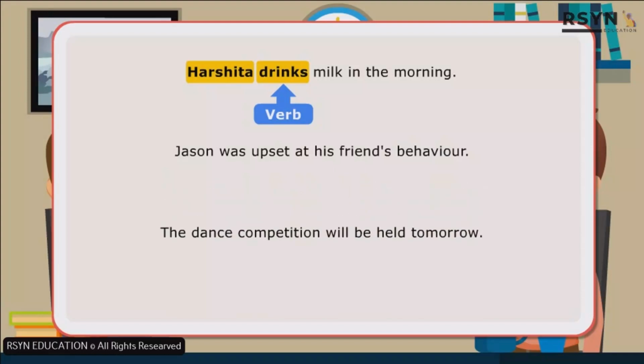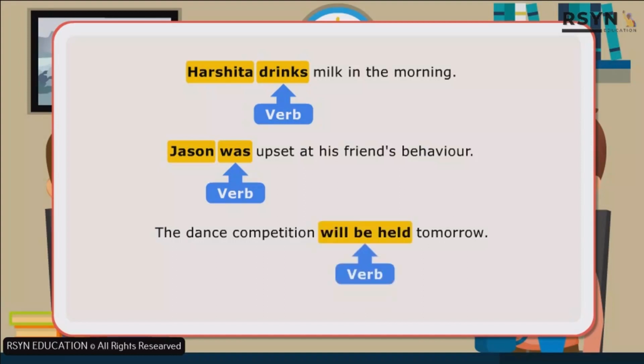In the next sentence, was is a verb as it tells us something Jason was and it refers to past time. This verb is in past tense. In the last sentence, will be held is a verb as it tells about something that will be done and it refers to future time. This verb is in future tense.